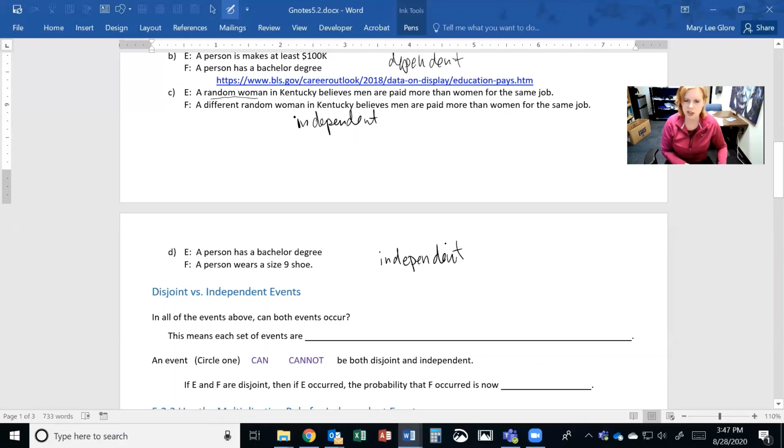All right, now in this section, we're going to talk about the multiplication rules for independent events. Next section, next week, we'll talk about the multiplication rule when they're dependent. It's a little bit different.